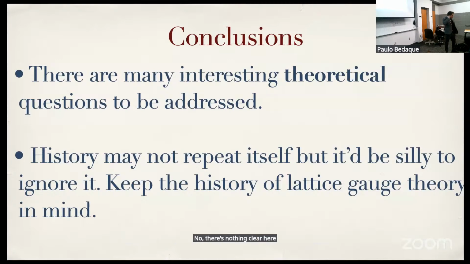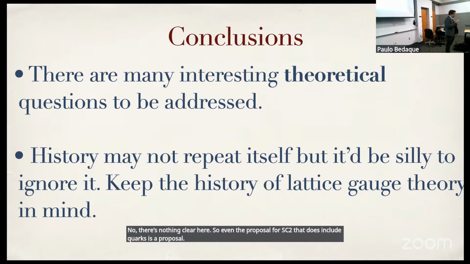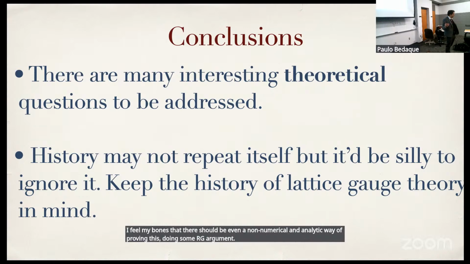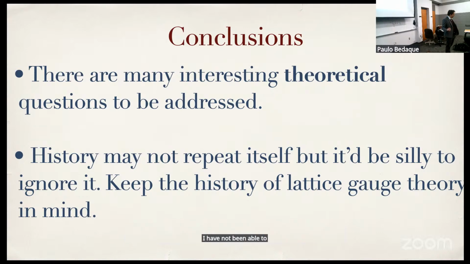Okay. So even the proposal for SU2 that does include quarks is a proposal. I don't know how to do a calculation to prove it. I feel in my bones that there should be even a non-numerical, an analytic way of proving this, doing some RG argument. I have not been able to do it. I don't know how to simulate it. So adding quarks is going to be like a frosting on the cake.